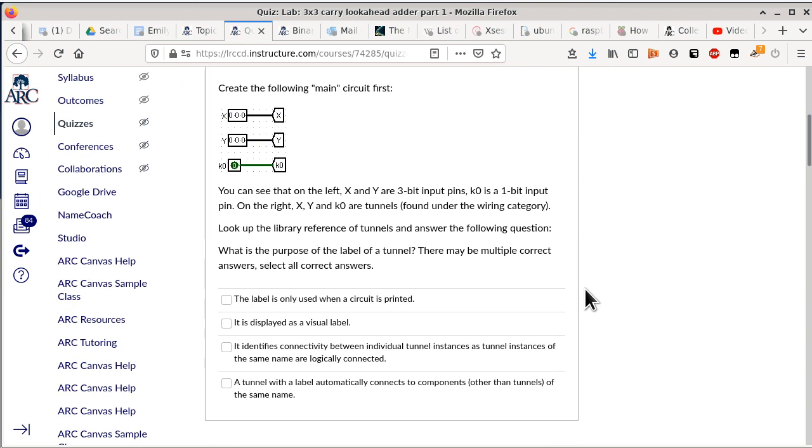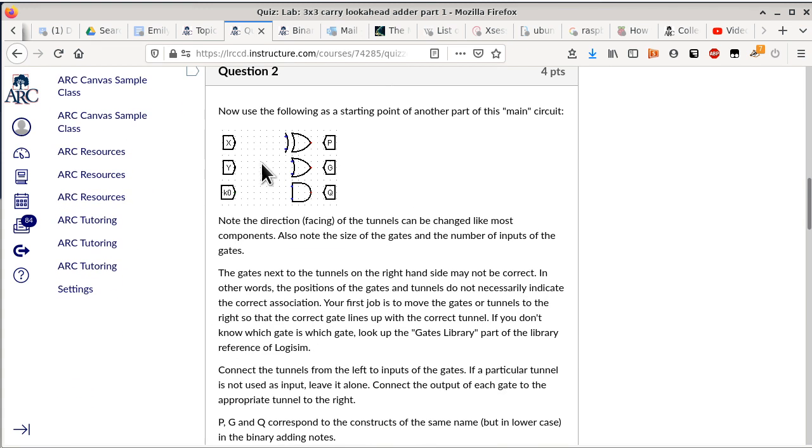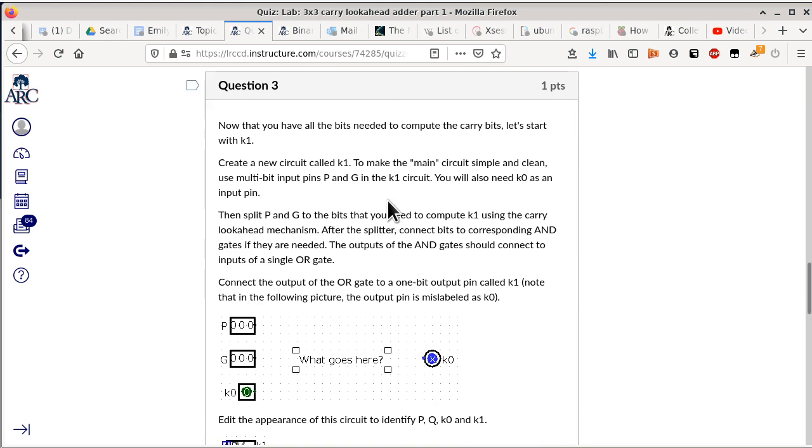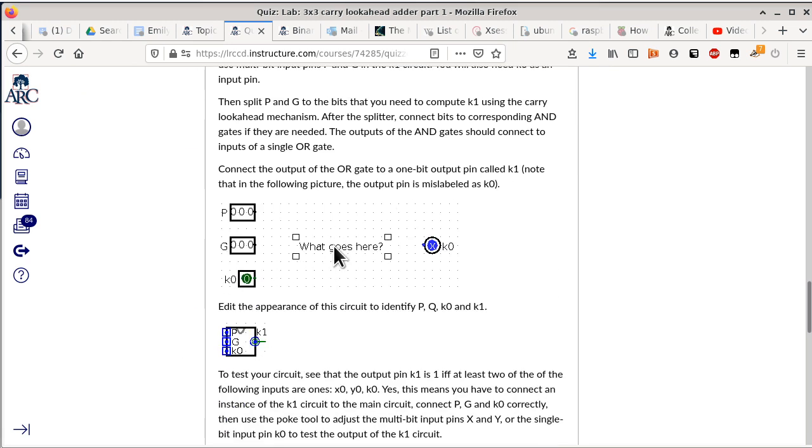Remember this one? You have to look at the gates and find out which one is P, which one is G, and which one is Q. That all has to do with the definitions of P, G, and Q, how those are defined in my notes. And then we have to look into what goes in here. This is K1, because the text says this is actually a mistake. It's K1, and then we have to figure out how to get to K1 using P, G, and K0 as input pins. Now the most important part is P and G are 3-bit pins, so you have to break them apart first.